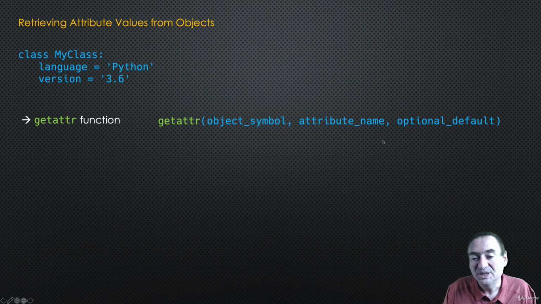So getattr, and then we give it the attribute name. The attribute name is going to be a string. That's going to be the name that we want of the attribute that we want to retrieve. And then we can also have an optional default. So we'll see how those work.